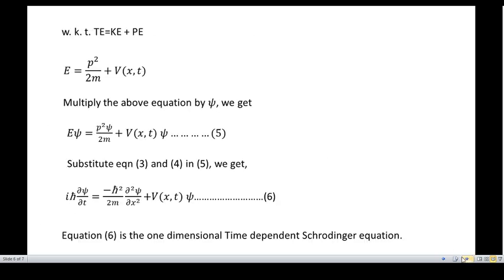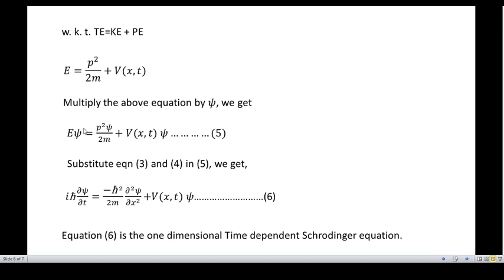Now we all know that the total energy of the system is the sum of kinetic energy and potential energy. So total energy is given by E, kinetic energy is given by p square by 2m, and potential energy is given by V of x comma t, or simply V, that is E is equal to p square by 2m plus V. Now if you multiply this equation by psi, we get E psi is equal to p square psi by 2m plus V into psi.